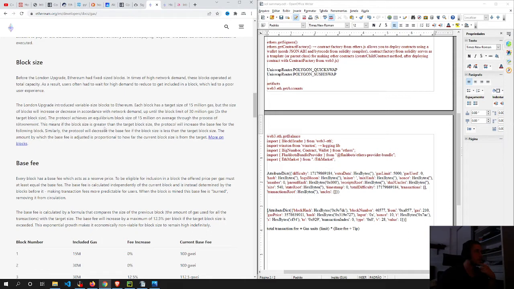The protocol achieves an equilibrium block size of 15 million on average through a process of tâtonnement. I don't know what this is.